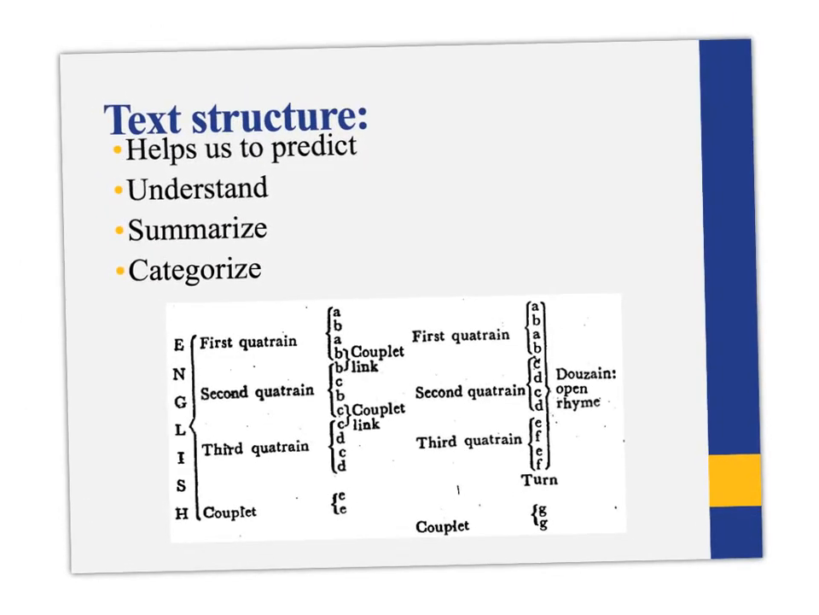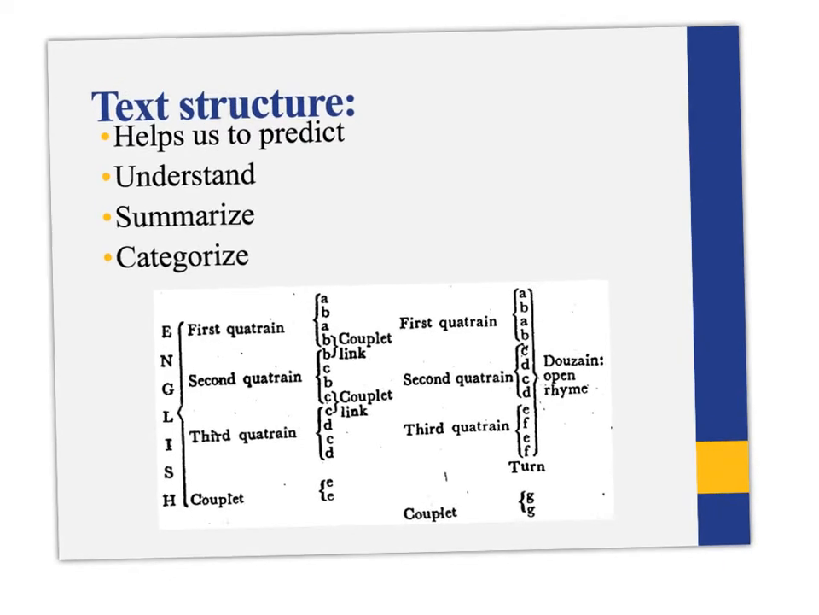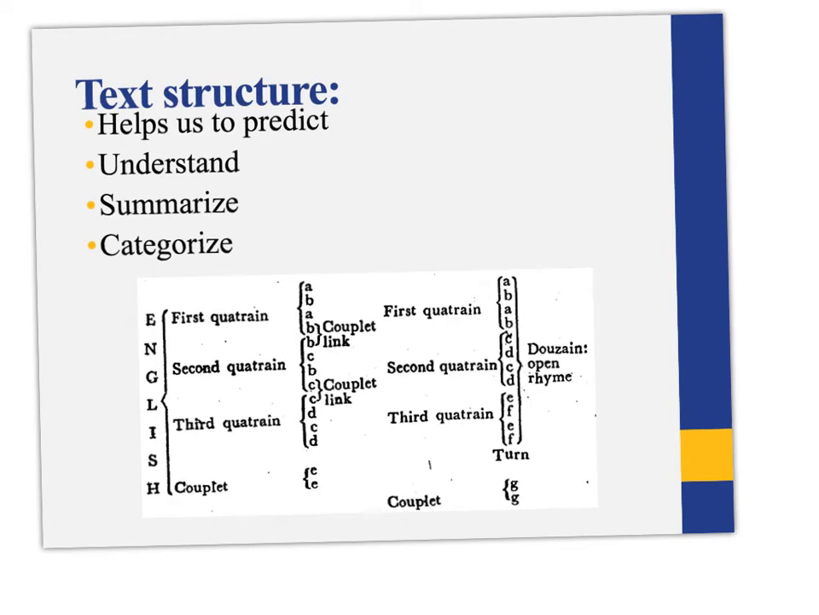One of the strategies that we can teach students to help them learn to read better is to teach them structures or genres of text to help them predict and understand what's going on in that text. This is the genre or the structure of a poem, an Old English poem.